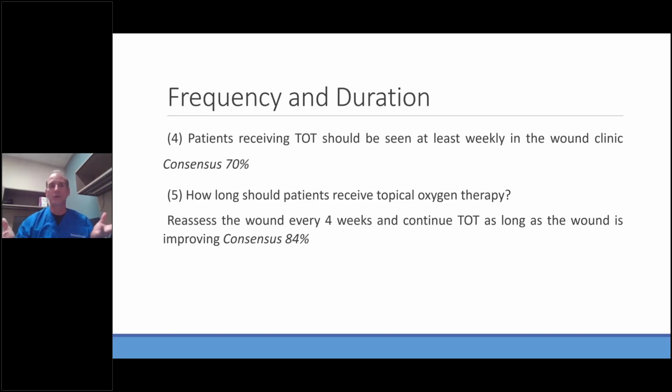I think that's because we actually put it under total contact casting or under a fixed ankle walker. So I'm not changing it. That's easy to do. All the devices that are available can accommodate that.